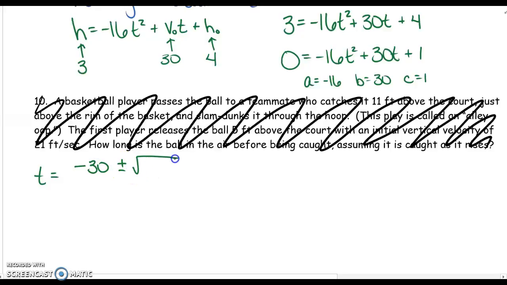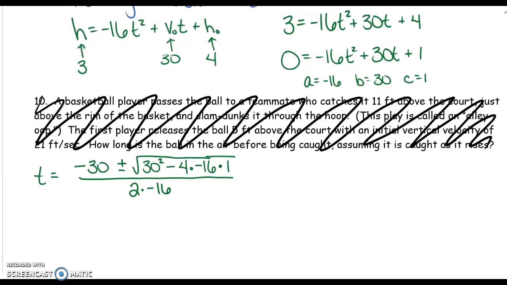or minus the square root of b squared, 30 squared, minus 4 times a, negative 16, times c, 1. The whole thing, make sure your fraction or your division bar goes underneath the negative 30 as well as underneath your radical. The whole thing is divided by 2 times our a value. And earlier today we learned about the discriminant, so find what the discriminant is. Do 30 squared minus 4 times negative 16 times 1.